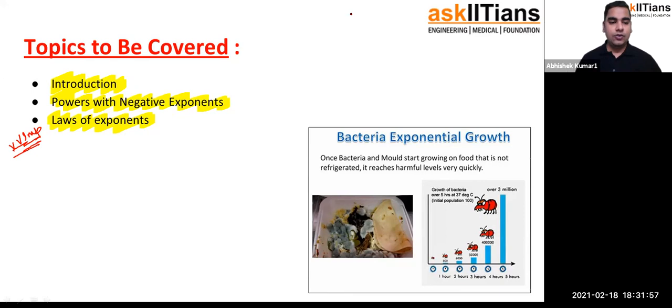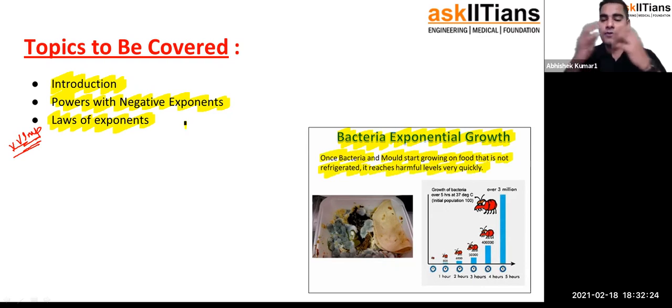For example, I hope you all can see this figure on the right hand side, bottom right. We are given bacteria exponential growth. We all know what bacteria is; we studied that in biology. Now, if you read it, what does it say? Once bacteria and mold start growing on food that is not refrigerated, it reaches harmful levels very quickly. So what happens is, let's say you bought bread at your home.